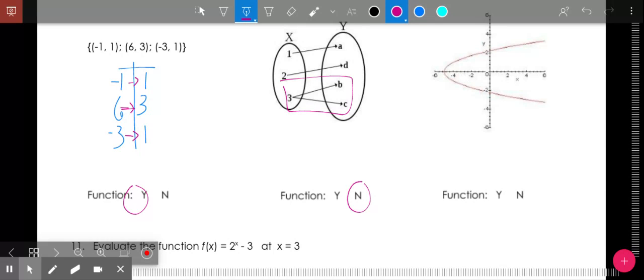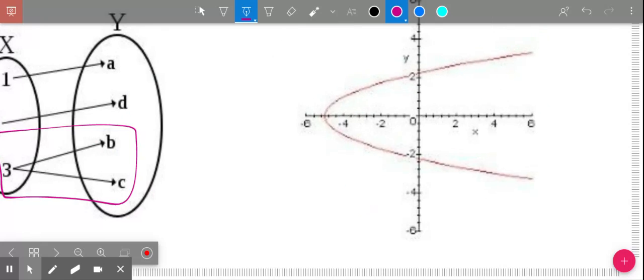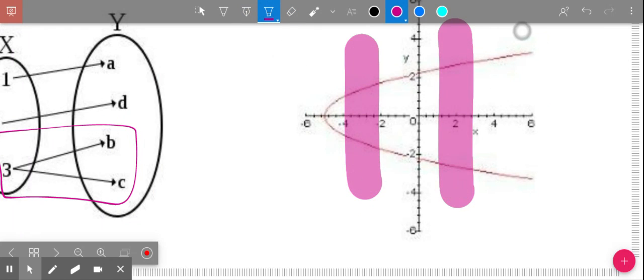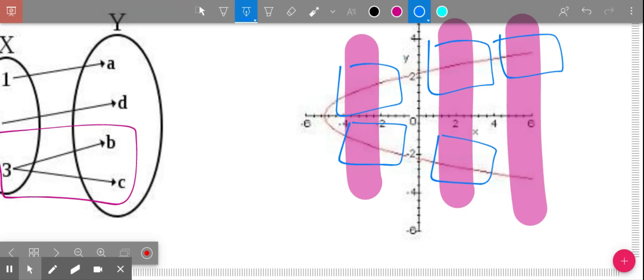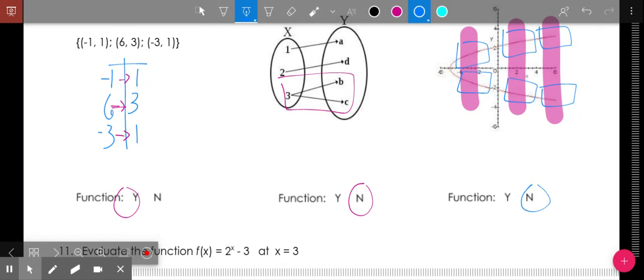Now on the next one, we're given a graph, and this is when we use the vertical line test. That means I can draw a vertical line anywhere on the graph and it's only going to hit my graph one time. But if you notice, all of these lines hit the graph twice. Since all of my vertical lines hit the graph 2 times, that's more than once, this is not a function.